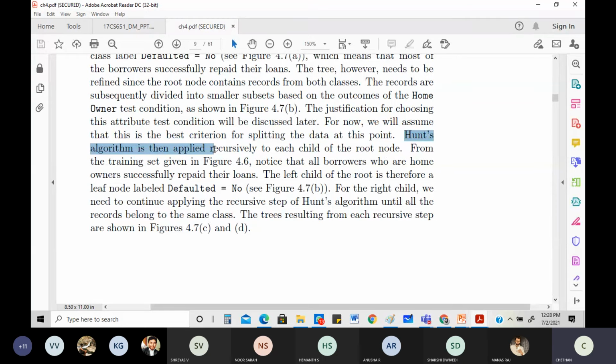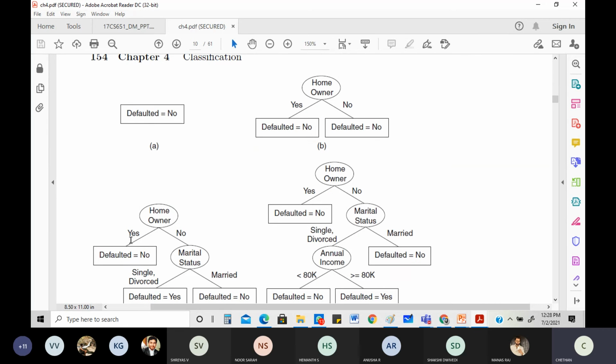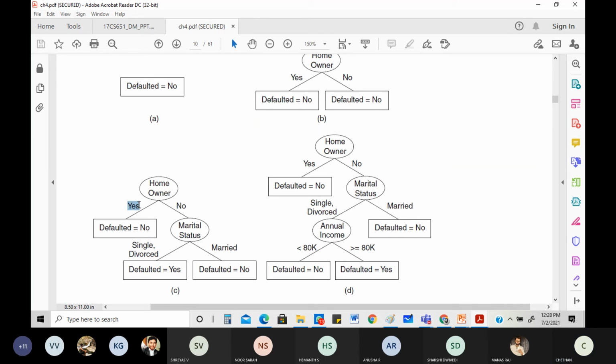Next, Hunt's algorithm is applied recursively to each child node of the root node. So what is the child node of the root node here? The child node of the root node is whether homeowner is yes or no. If yes, is it defaulted? No, that's the end of it. So the child node ends here on the left-hand side, but on the right-hand side you go for marital status, to figure out whether he's single, married or divorced. Single and divorced people have a very good probability of becoming defaulters.